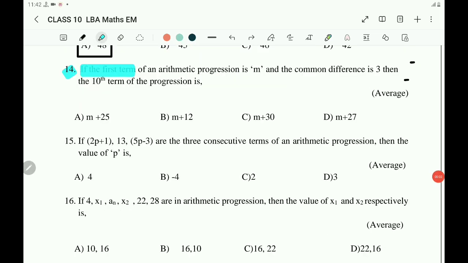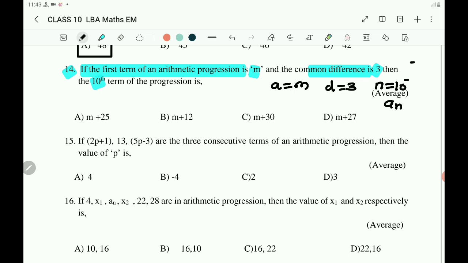If the first term of an arithmetic progression is m and the common difference is 3, then find the 10th term of the progression. So, what is given here? Given that the first term A equals m and the common difference D equals 3. And what we have to find out? We have to find out A10. So, here n equals 10 means An is to be found out.